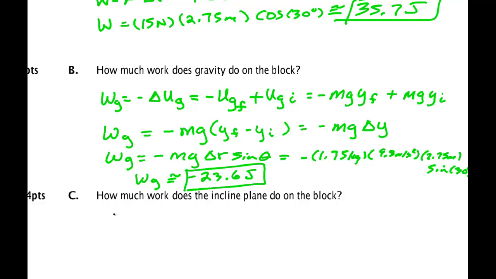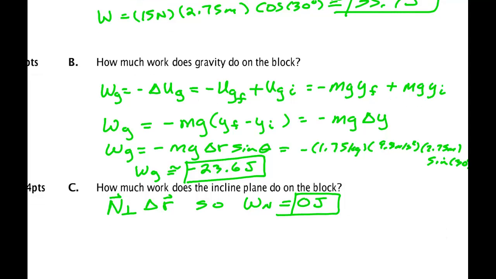How much work does the inclined plane do? Well, the inclined plane's normal force is perpendicular to delta r. So the work by the normal is 0. It has no component along the direction of the displacement. And that finishes problem number 19. With that, we'll see you in the next video.